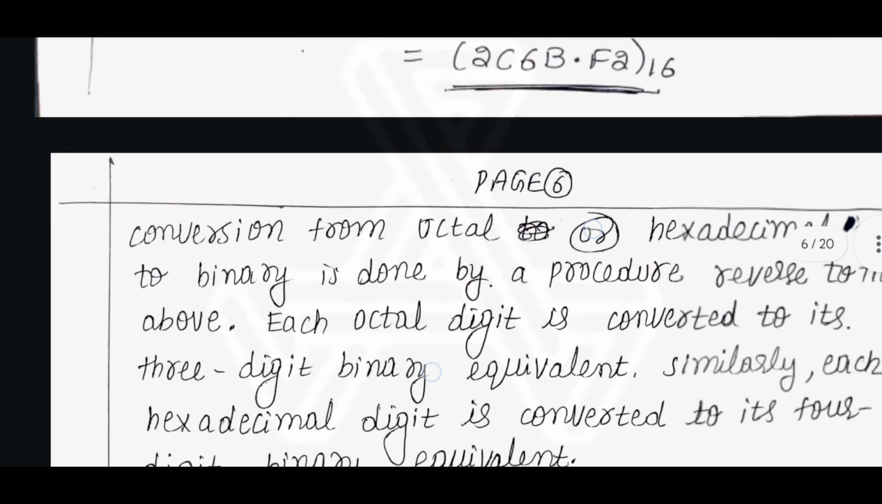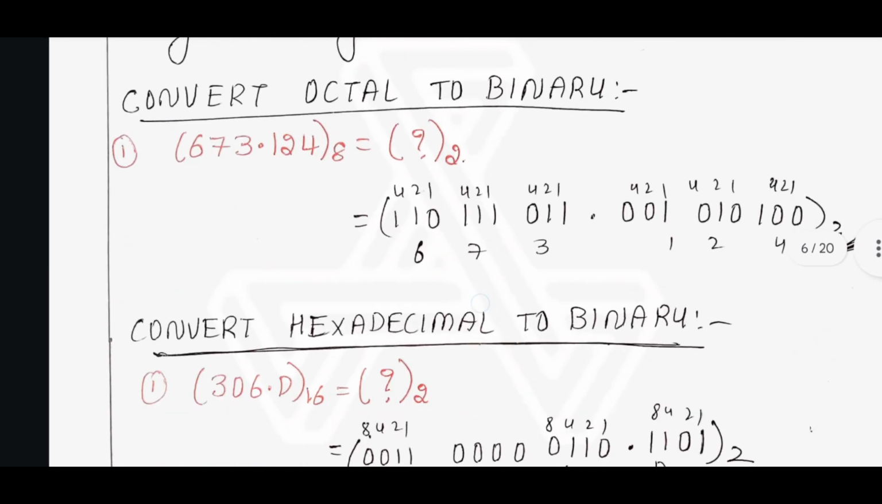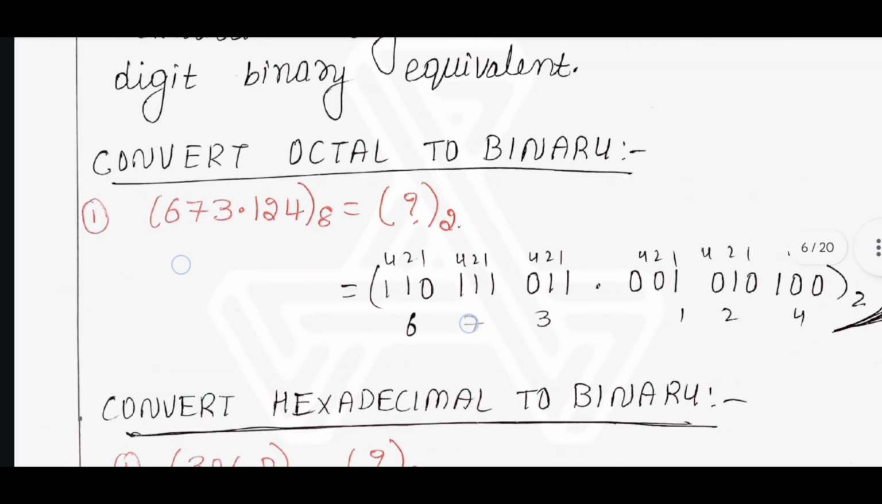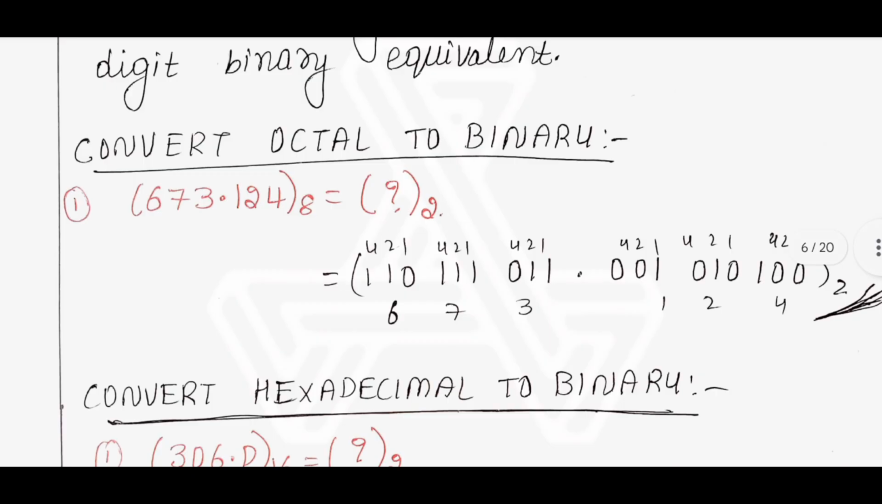Conversion of octal to hexadecimal. So I have given octal. Octal has been given here. So here 6 can be written as 1, 1, 0, 1, 1, 1, then 0, 1, 1. 1, 1 can be written as this.